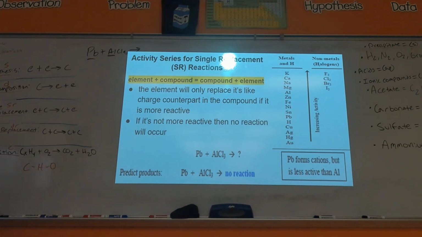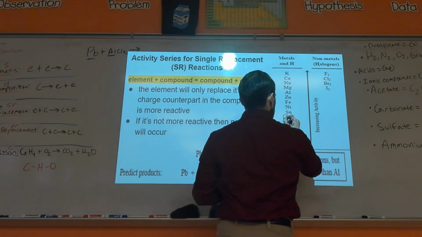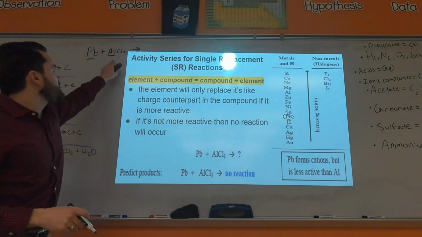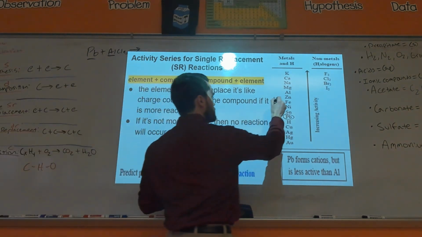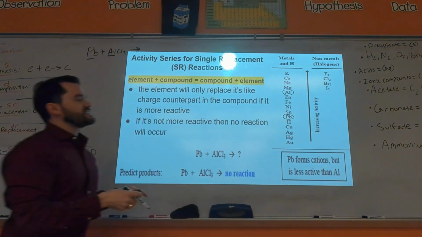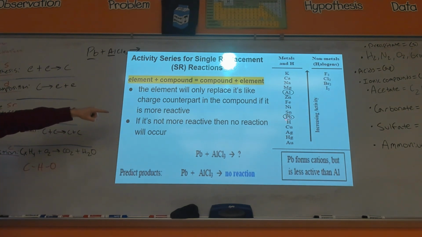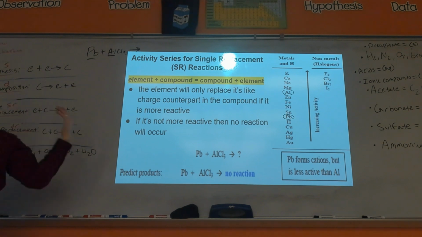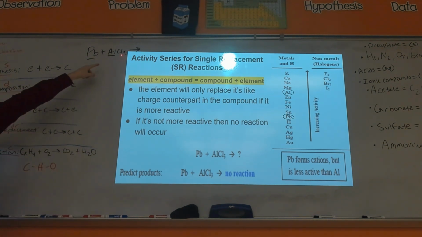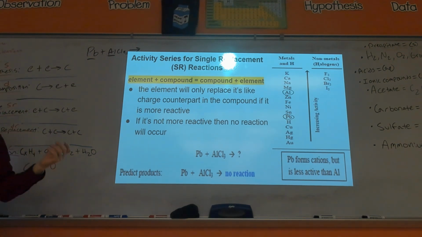So then look at your activity series, find lead. Here's lead. Find the thing in the compound, aluminum. So notice how lead is farther down than aluminum on the activity series. This means that aluminum is more reactive than lead. So if you're chlorine, why would chlorine want to react with lead when it can be with aluminum? Again, why would my wife want to be with Pete Davidson when she could be with me? Doesn't make any sense.